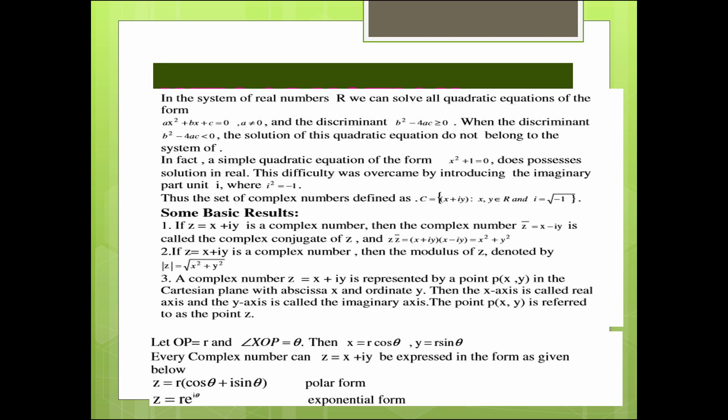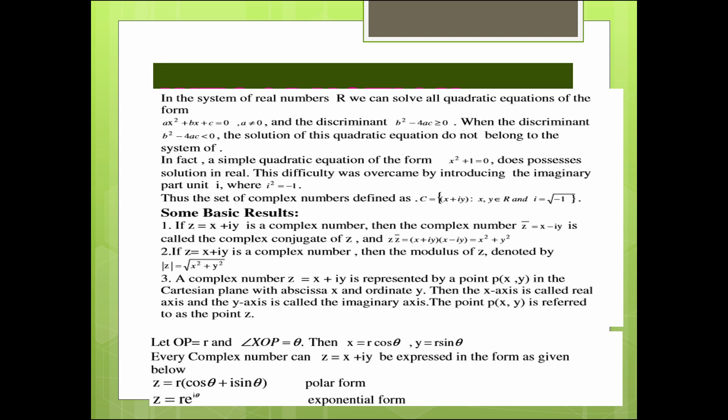Thus, the set of complex numbers is defined as C equal to the set of all x plus iy, where x comma y belongs to R and i equal to root of minus 1. Some basic results. If z equal to x plus iy is a complex number, then the complex number z bar equal to x minus iy is called the complex conjugate of z, and z times z bar is equal to x square plus y square, that is also called modulus square.